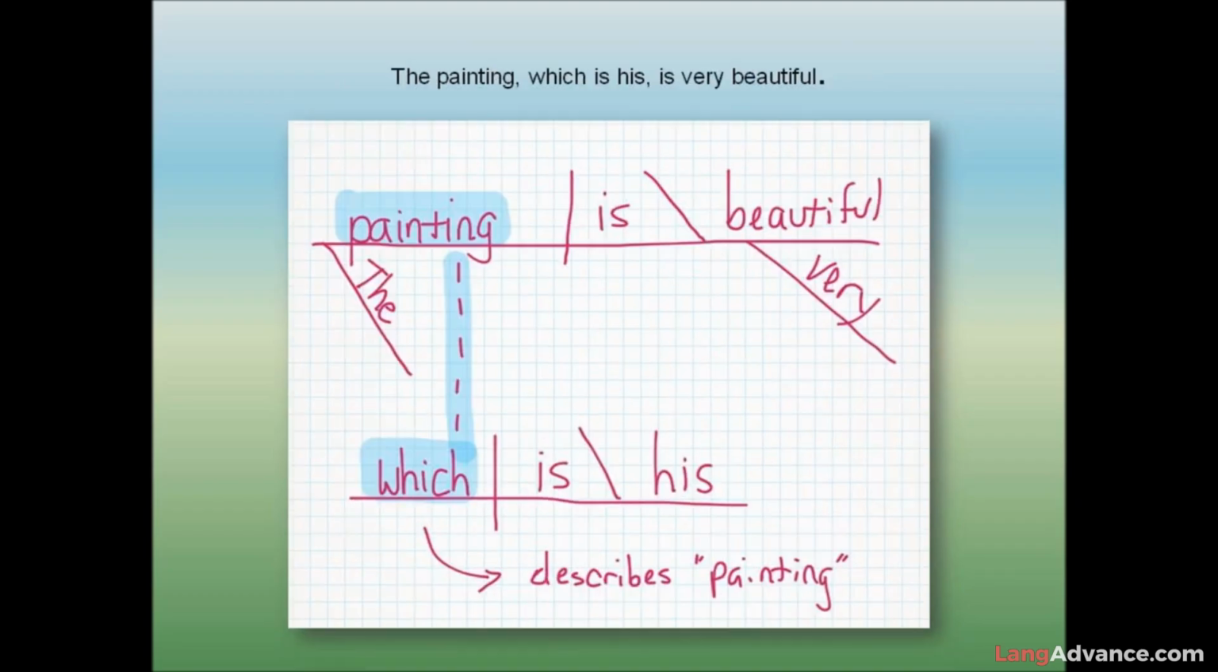The painting, which is his, is very beautiful. Again, which is his describes the painting, so we have to link which to the word painting. The painting is the subject, beautiful is the predicate adjective, described by very. Which is his: which as the subject, is as the linking verb, and his as the predicate nominative. Which is his describes painting.